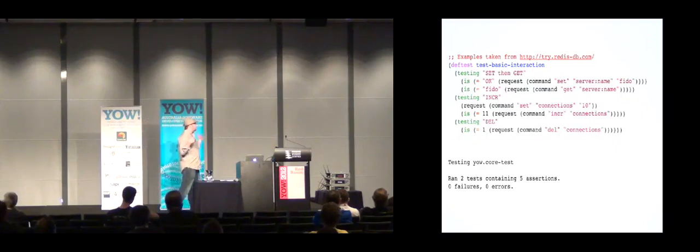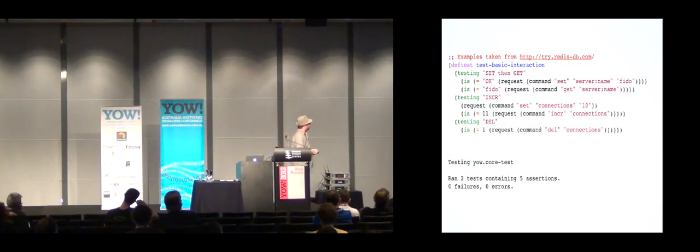We want to make sure that some of the basic operations are working, and so we want to exercise integer replies and the single line replies, things like that. Make sure our multi-method's actually functioning properly. So we define another test, our basic interaction test. So we test set then get. We make sure that setting server name to Fido returns okay. We make sure that getting server name returns Fido. These examples are pulled right from the try Redis examples.